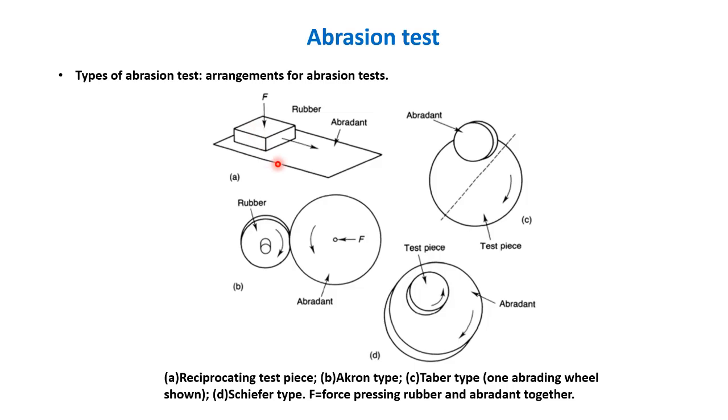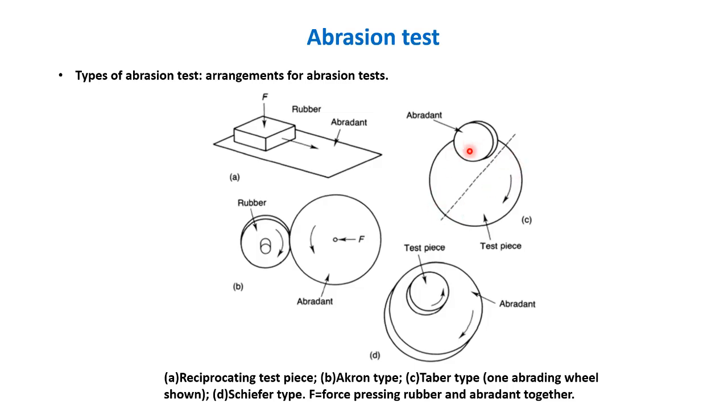Then we have the Taber type. In this, the specimen is in a rolled form and the abradant is also a roller, and both of them move in a particular direction, and then we can calculate the amount of wear happening from the surface. Same with the table type, but here one abrading wheel is shown and the test piece is like that. Again the abrasion or wearing takes place from the surface.